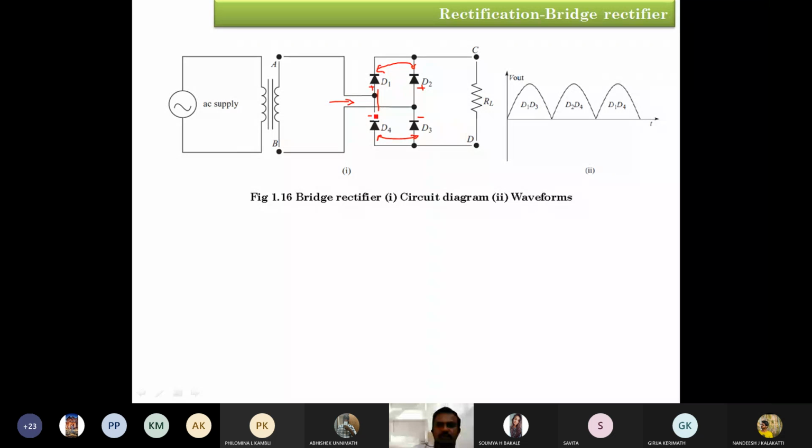Because you have one bunch of anode-cathode connection of 2 diodes, and another anode-cathode connection of another 2 diodes. So those 2 bunches are considered as input to this diode circuit. So what about the output from this diode circuit? The line where the anodes of 2 diodes are connected and the line where the cathodes of the other 2 diodes are connected, these 2 are considered as the output from the circuit.